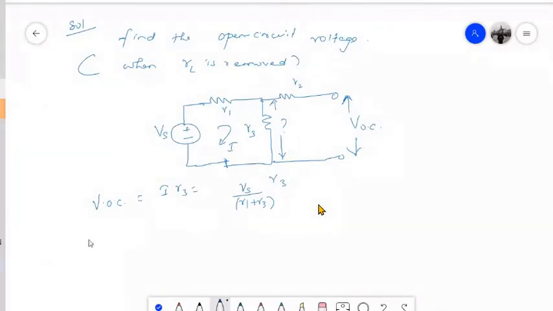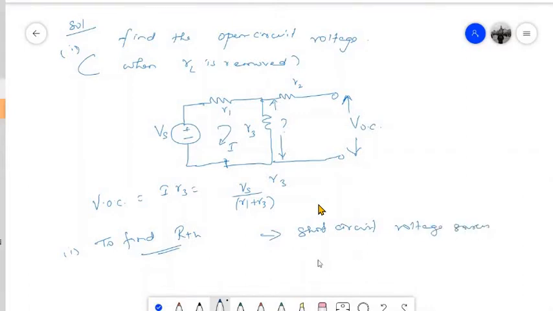Fine, we have found the first part, and the second part is I need to find the resistance that will be connected in series with this V open circuit. Now how to do that? To do that, you will have to actually short circuit the voltage sources, and you need to open circuit the current sources. So short circuit the voltage sources or open circuit the current sources.